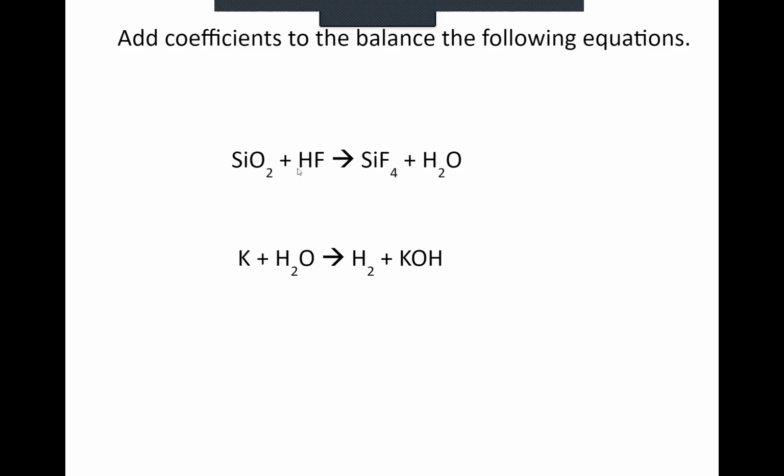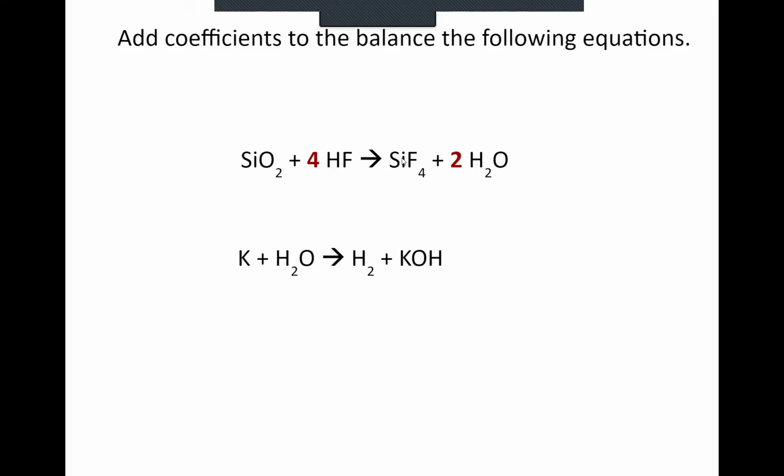We also see an imbalance in the hydrogens. There's 1 on the left and 2 on the right. And the oxygens, there's 2 on the left and only 1 on the right. If we put a coefficient 4 in front of HF and a coefficient 2 in front of the H2O, notice we did not change any formulas, then we make the atoms balance.